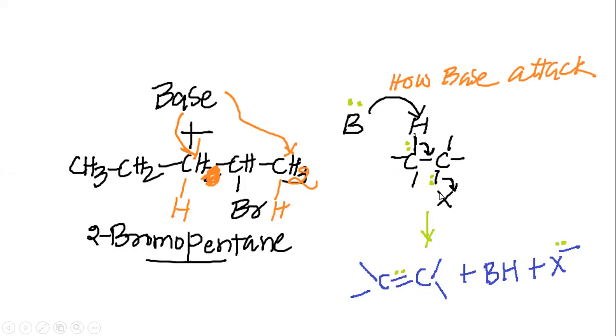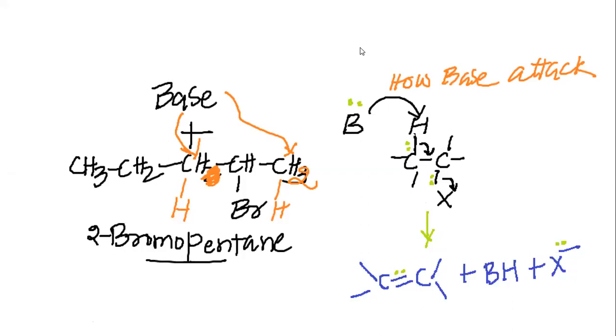The bond CX, these two electrons of the CX bond are taken away by the halogen, and this is how this BH compound, that is the base and hydrogen compound, the leaving group X minus, and an alkene having double bond between two carbon is formed. You can see here that one hydrogen is eliminated from beta carbon and halogen is eliminated from alpha carbon, and that is why this kind of reaction is known as the beta elimination reaction.